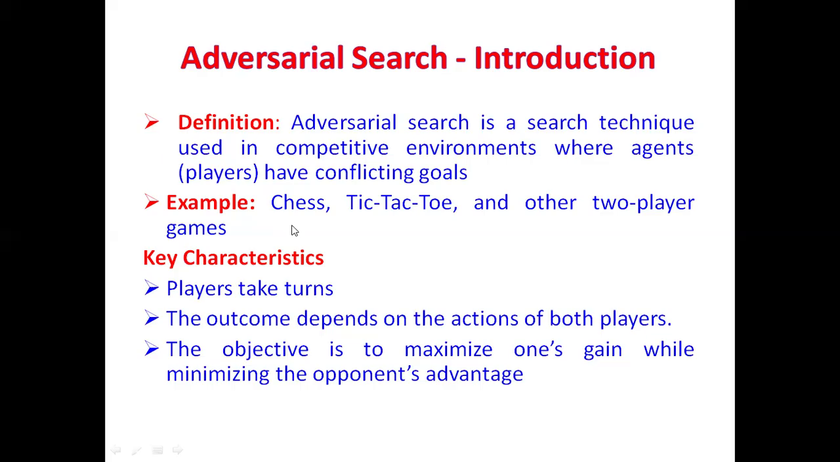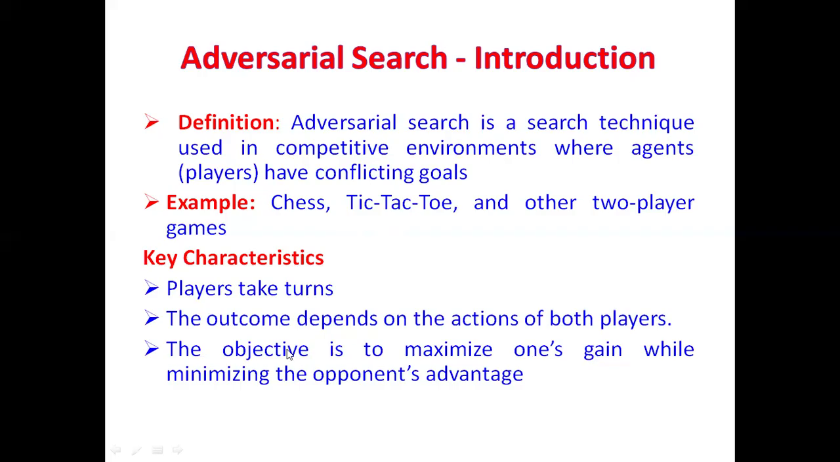A common example of adversarial search is seen in two-player games like chess, tic-tac-toe, and others. In these games, players take turns making moves, and the outcome depends on both players' decisions. The goal is not just to find a good move, but also to counter the opponent's possible moves. This is what we are doing in chess and tic-tac-toe.